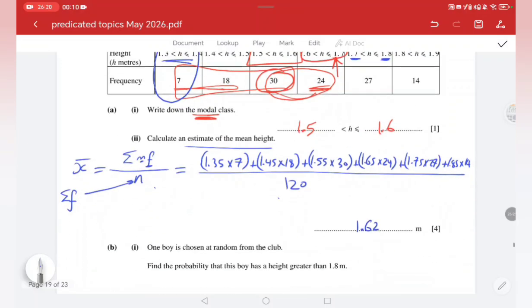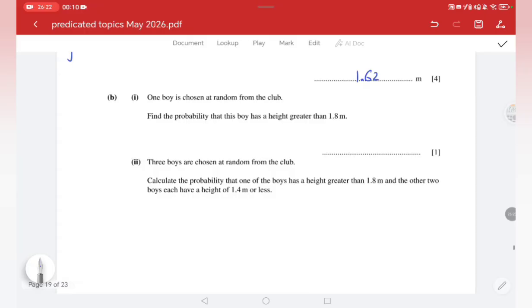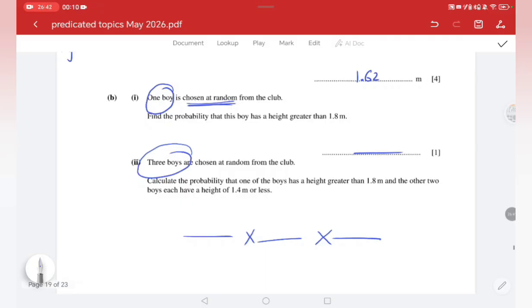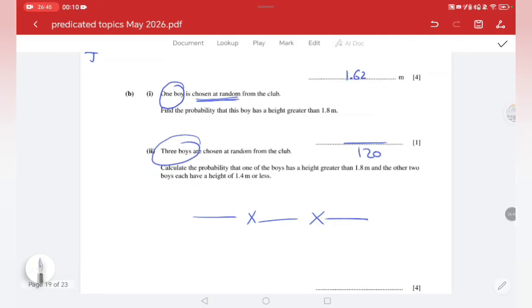1.62. Okay, next one, they said one boy is chosen at random. Usually I like to say, if you see the question written like one boy, make one fraction. Three boys, make three fractions. This is the first step. Then think about choosing at random. When they say choosing at random, it means from the total. So choosing at random means from all 120, from the club. So here also 120.